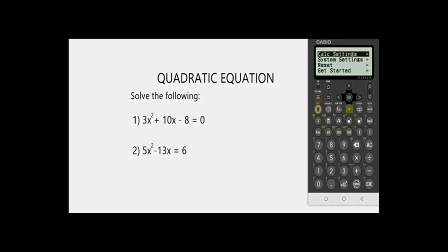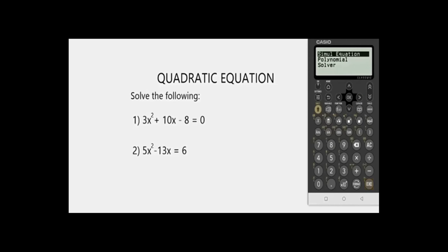Okay, then go to reset. When you get here, press execute. Go for initialize, or press execute again. Alright, press execute. We are good to go. So the next thing will be to navigate to this equation menu. So when you get here, press execute.